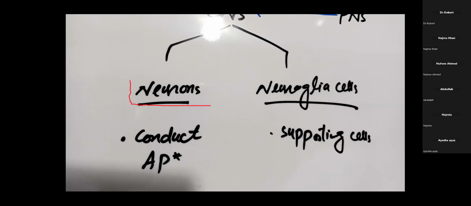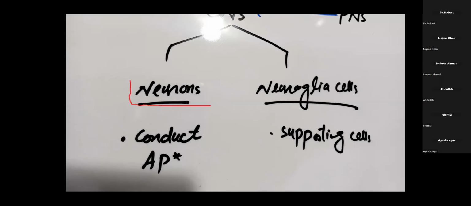In the central nervous system, or we can say in the brain and spinal cord, the two main components we have to discuss are neurons and neuroglial cells, right? The function of the neuron is to conduct action potential, to conduct synapses. And what is the function of neuroglial cells? These are the supporting cells.